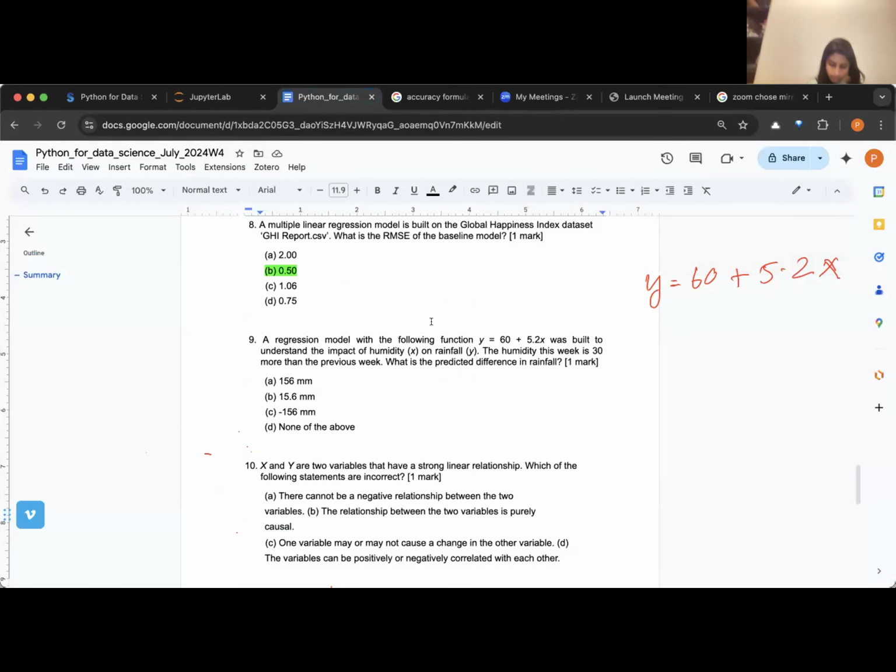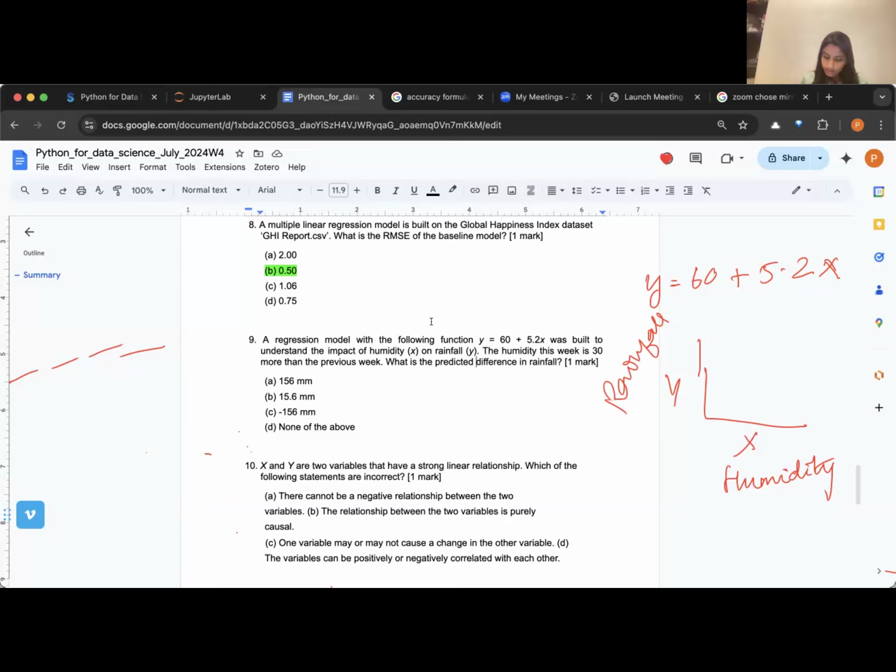Okay, what were we doing? We were doing this. A regression model with the following function, y is equal to 60 plus 5.2x, was built to understand the impact of humidity on rainfall. So this is also one example. You can predict rainfall based on several other independent variables like humidity, precipitation, cloud cover. In this case, we're looking at humidity.